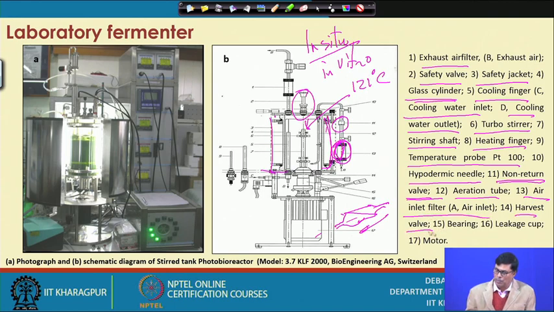and harvesting valve, and bearing. Bearing is required for any kind of moving shaft. As you know, we require bearing, leakage curb, and motor.